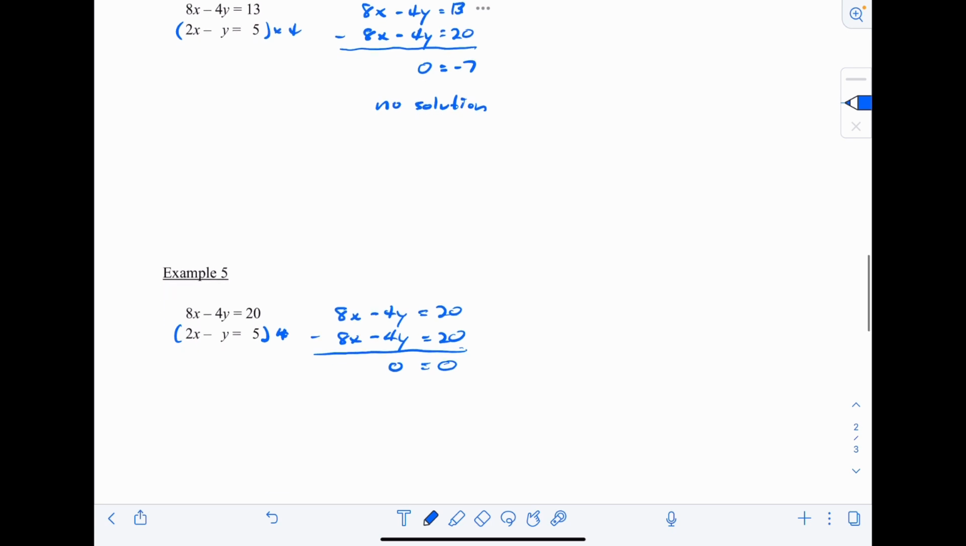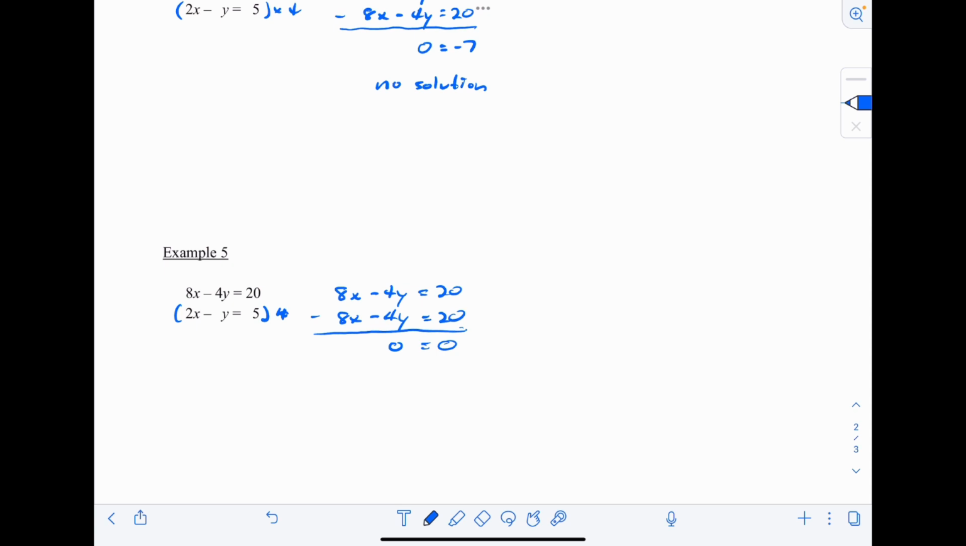And in this case then, because it's a true statement, the equations are the same, that means that there are infinitely many solutions. In other words, those lines just overlap each other. They're the same line in essence, which means that any point on the line is going to work for the system.